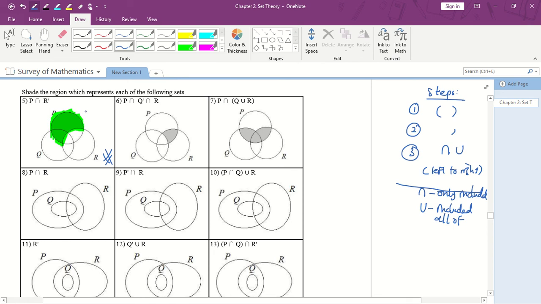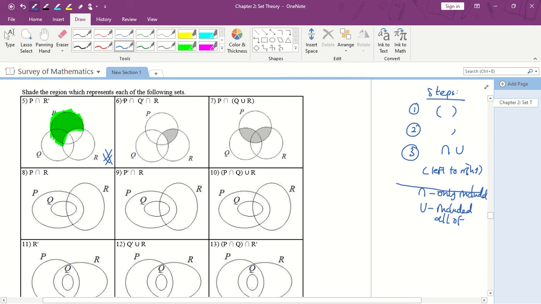Is it easy? R prime means that you need to shade everything that is not in R. Then it says intersect P means that out of that region, you need to only include P. And you might ask, why don't we shade this one? We didn't shade this one because just now R prime told us not to touch R. That's why we didn't shade it.